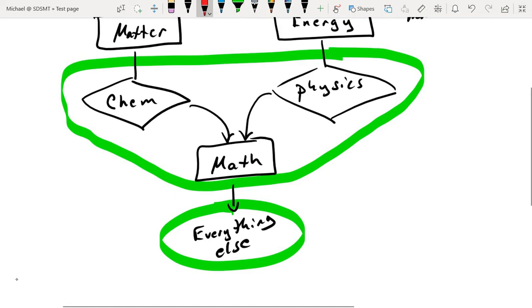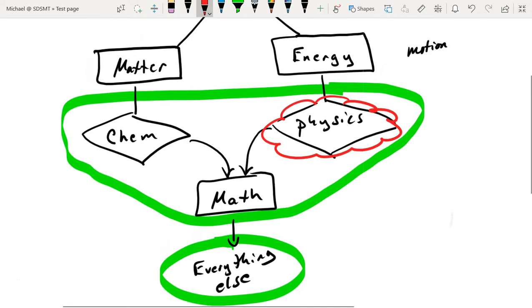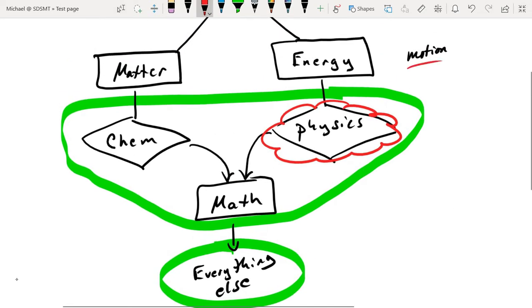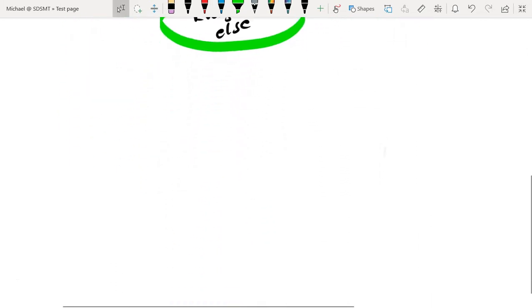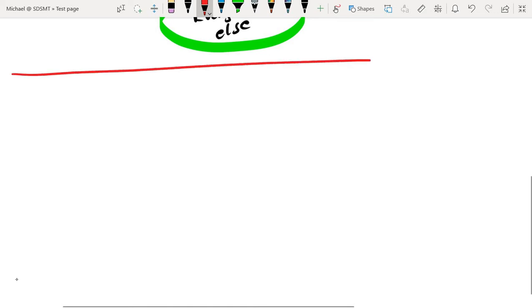We're going to be focused on the physics for this semester, specifically the motion of objects. Once we have all of the groundwork for motion and the mathematics that describe the motion of the objects, then we can come back and start talking about the energy that's associated with those objects and those systems.